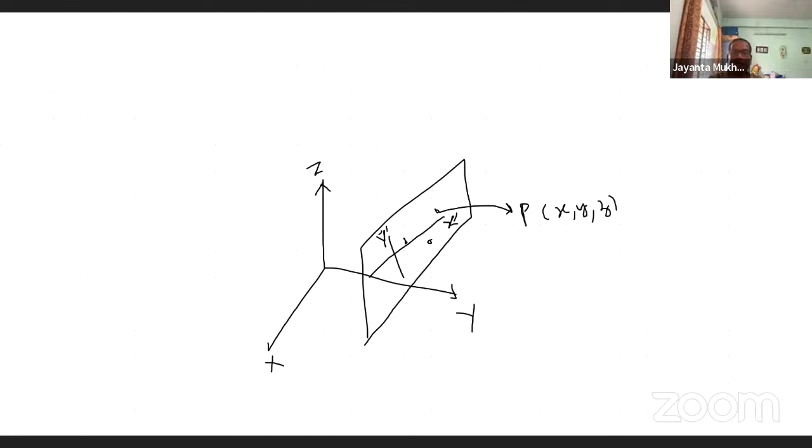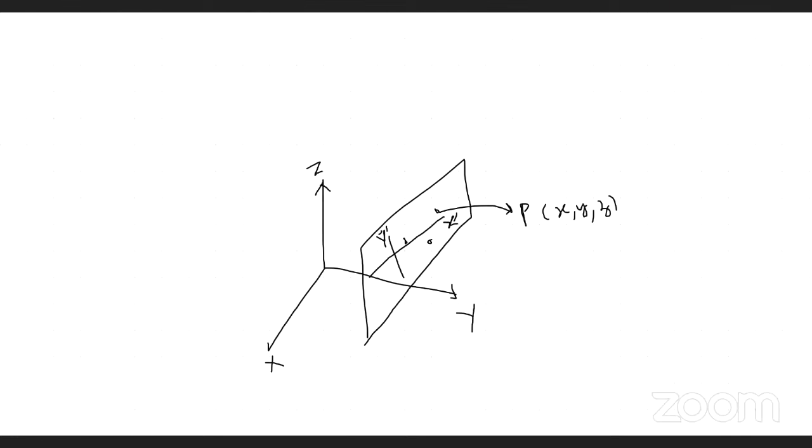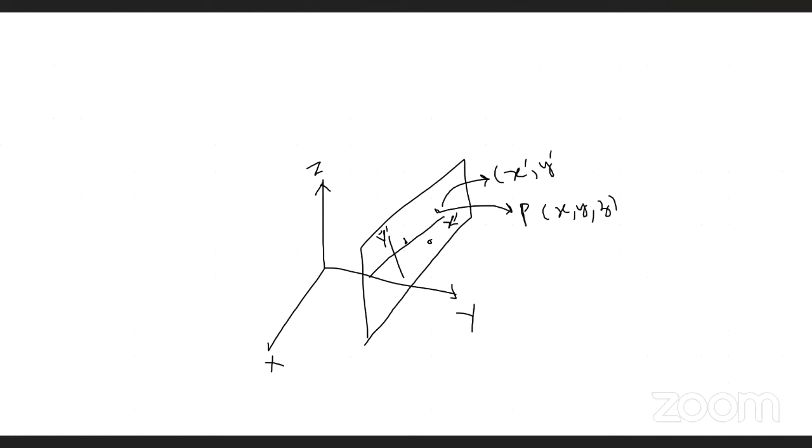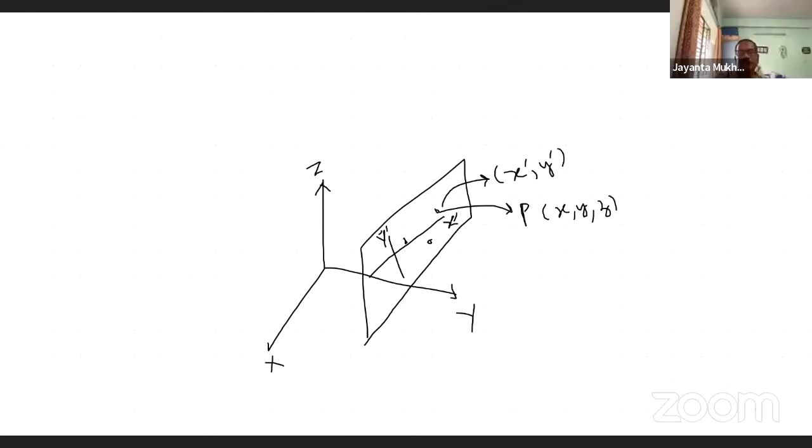So it will have an equivalent two-dimensional coordinate. I think some sound is coming. So this is a two-dimensional coordinate of the same point, and these coordinates are expressed with respect to a coordinate system which is restricted within the plane.